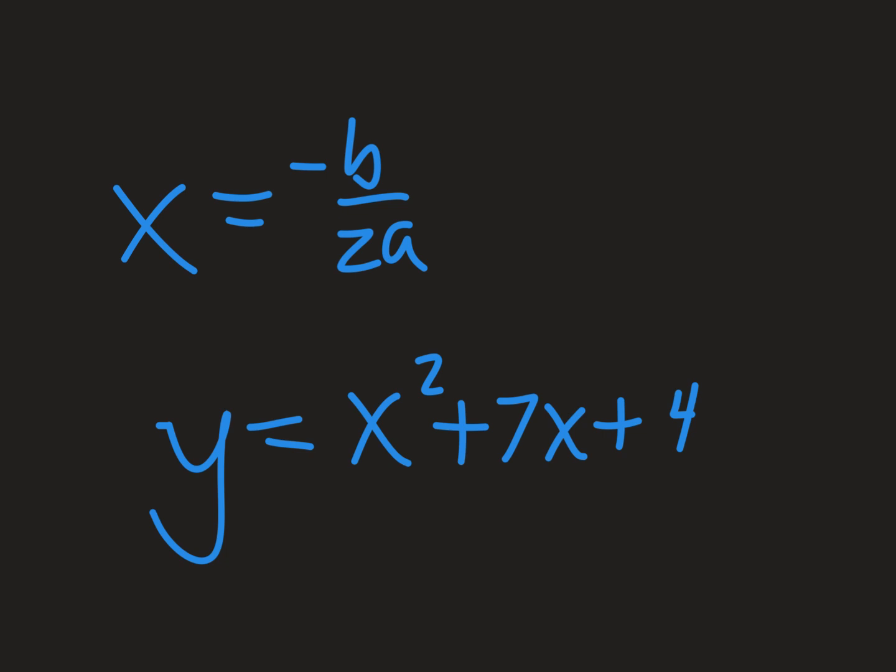All right, so what's negative b? Negative 7. Over 2a, and in this case a is 1, which really means over 2. Could you just say that's negative 3.5? Isn't 7 over 2 equal to 3.5? Yeah. What if you don't know those so well as decimals?